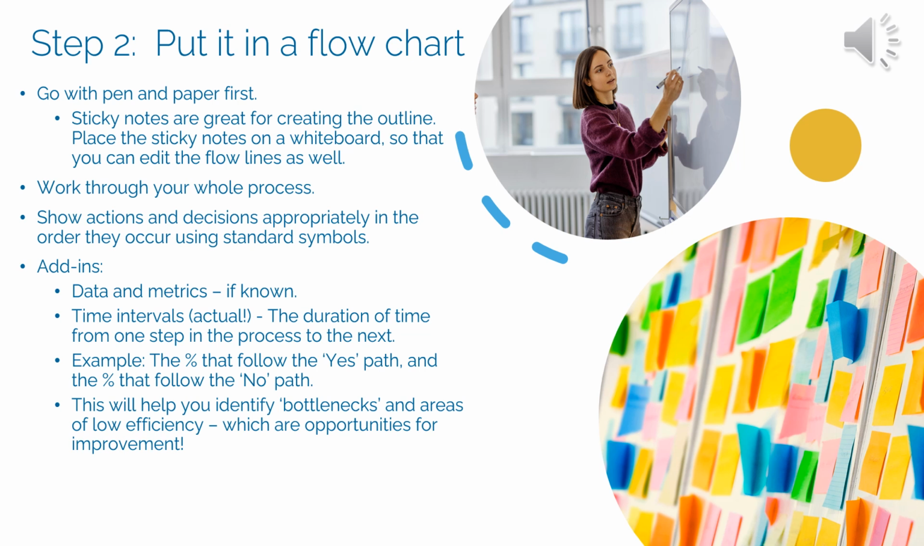Perhaps, if you have a decision point or a split path where there's a path if yes and a path if no, you might want to put the percent that follow the path to yes and the path to no. These types of information will help you identify bottlenecks and areas of low efficiency, which are opportunities for improvement.